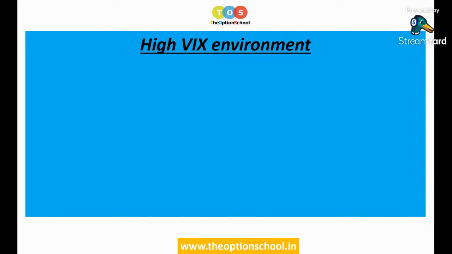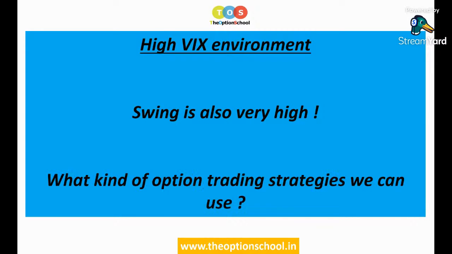What we are finding is a very high VIX environment, and swings are also very high. If you have seen the market going up by 300, 400 points in a day, and then coming down by 400 points in a day, in such a scenario, when swings are very high, it's not easy, especially for an option seller, to trade these kinds of markets. So what kind of option trading strategies can we use?